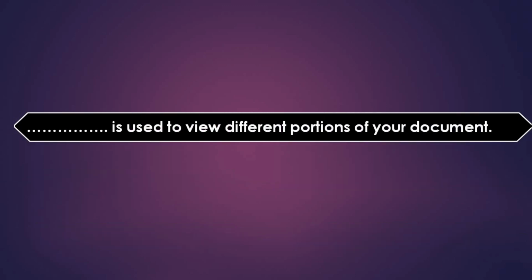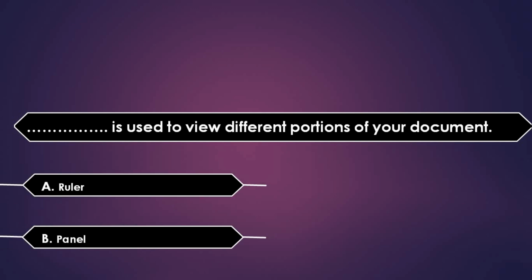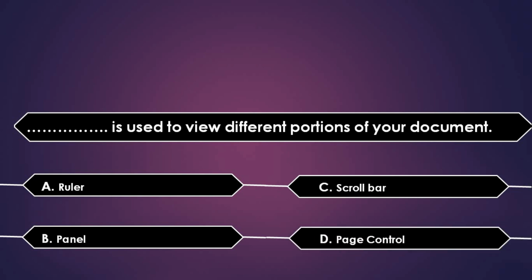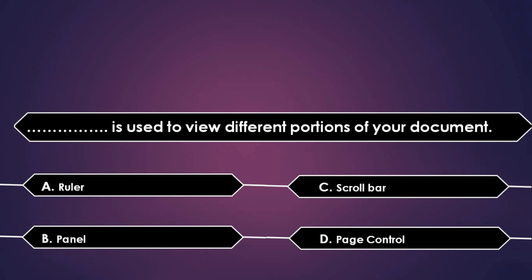Dash is used to view different portions of your document. A. Ruler. B. Panel. C. Scroll bar. D. Page control. The right answer is scroll bar. So scroll bar is used to view different portions of your document.